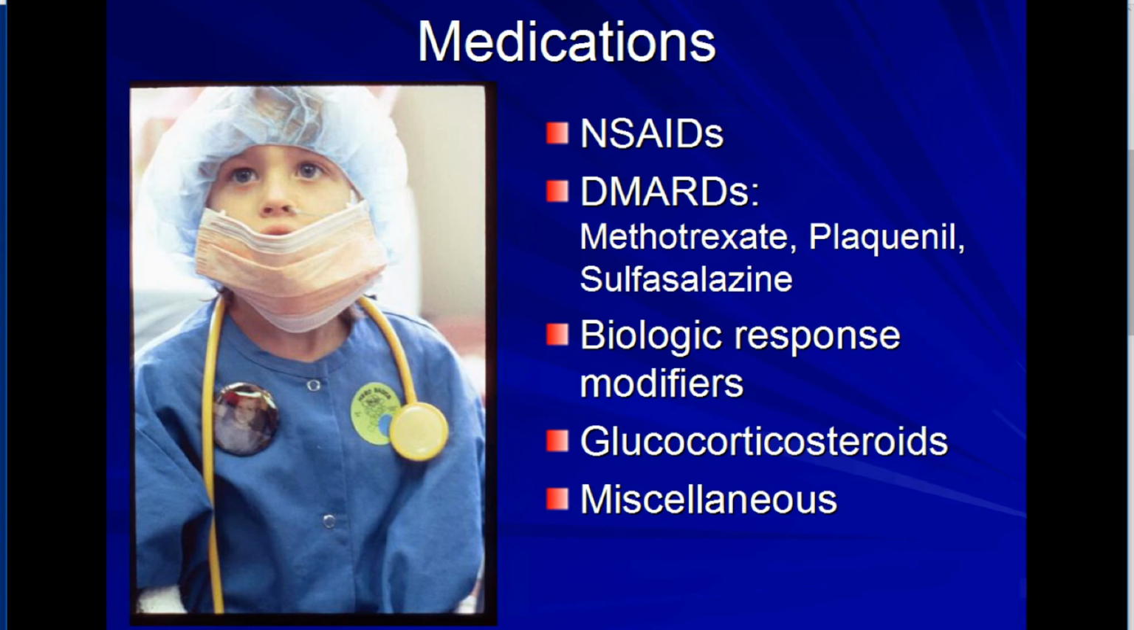So now, what are the medications that we use? So first-line medication, nonsteroidal anti-inflammatory agents. We obviously use a lot of ibuprofen. The rheumatologists use a lot of naproxen. The disease-modifying anti-rheumatic drugs, methotrexate, Plaquenil, sulfasalazine, then the biologic response modifiers, and then the steroids, and then miscellaneous others, and we'll talk about those.